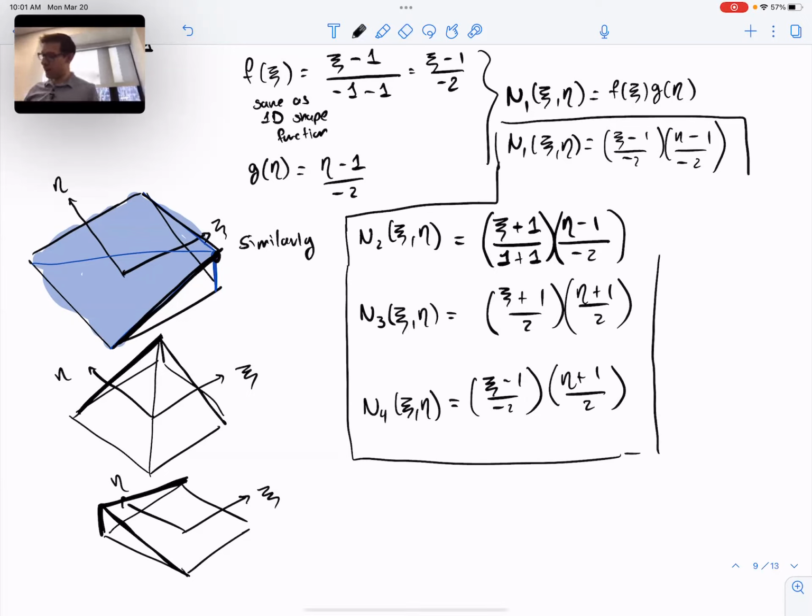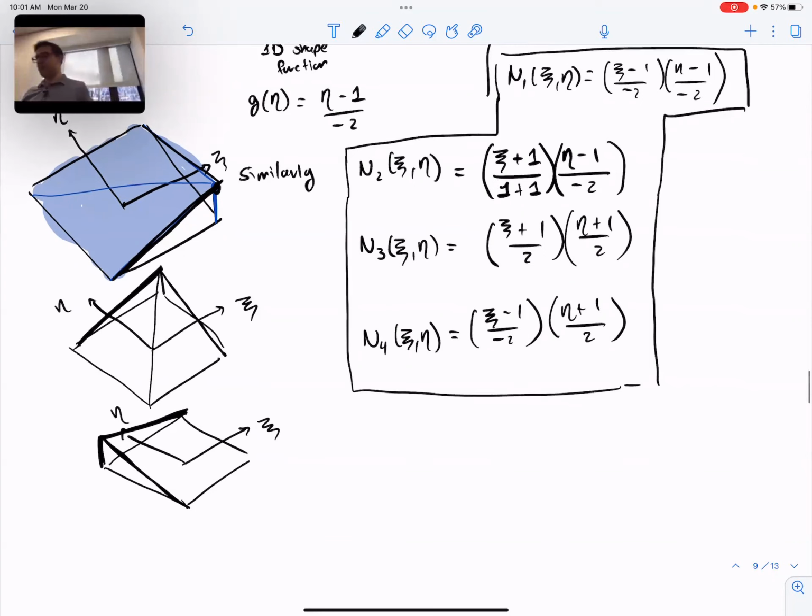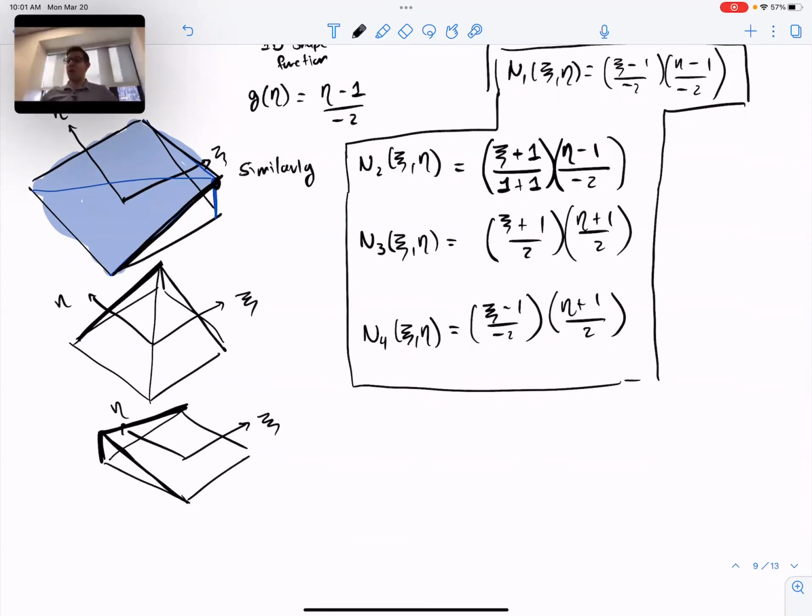Those, for example, we will need to code in Python as def n1, which will take in psi, eta, and then spit out that function value. Similar to what we needed in 1D, we usually don't need just the functions, but we need the derivatives of the functions. So we will need the gradients.